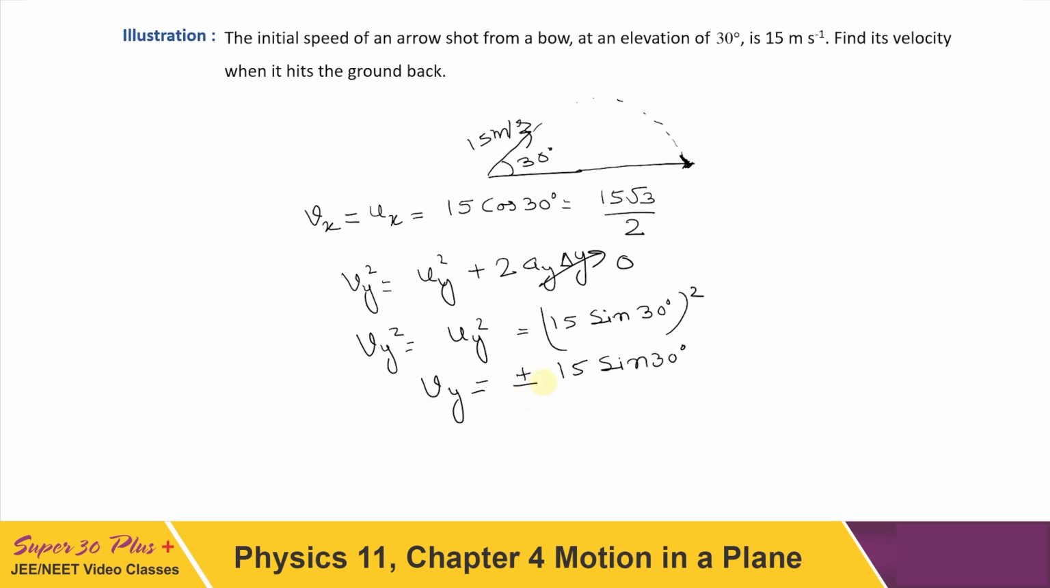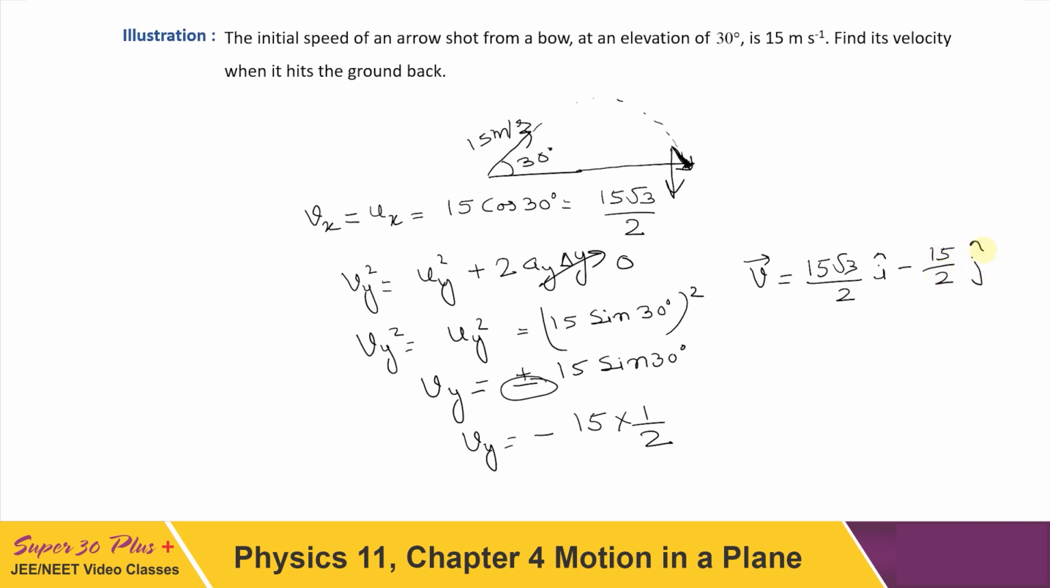It should be the minus one, because positive direction indicates that its vertical component is in upward direction. When it is landing on the ground, its vertical direction has to be downward. So we have to consider the minus sign here. So Vy will be equal to minus 15 sin 30 degree, that is 1 by 2. Finally we got value of V, that is in x direction it has the positive component which is 15 root 3 by 2 in x direction.